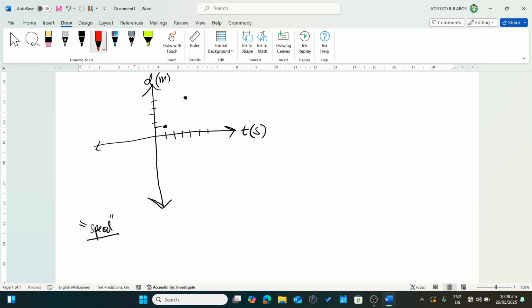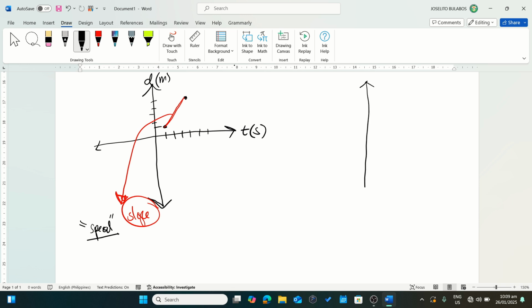So if we were going to connect these 2 points, this should be a straight line. This is our speed. Speed is nothing but the slope. So it's the slope of this line.